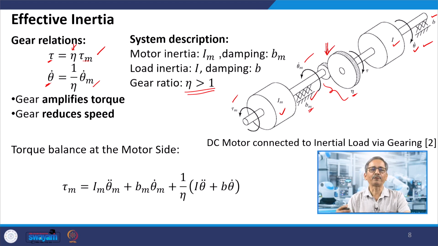Now, let us see the torque balance at the motor side. You see this tau m has to drive what? It has to drive this inertia. So, Im theta m double dot is going to be the torque, and then it has to overcome this friction, so you have Bm theta m dot, and then this load side. The load side inertia and load side resistance because of the friction present over there. And this we have to divide by the gear ratio because we are calculating towards the motor side.